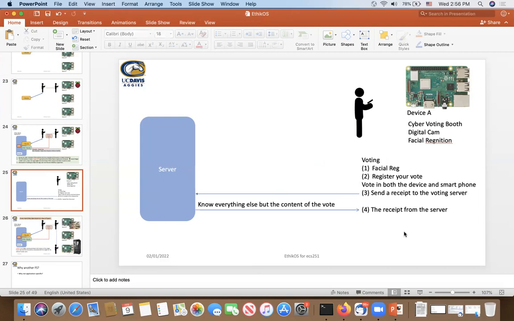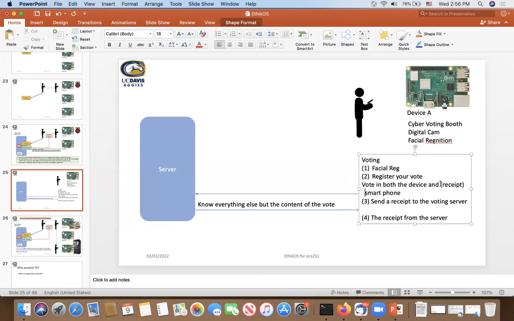So essentially what we have is that the device has the content of your vote and you have a receipt, but actually I don't think you should have the vote. You only have the receipt, but not the vote. The user only has the receipt. I think that's what we discussed, because we want to remain anonymous. We don't want you to be able to show who you voted for or things like that. So you only have the receipt, but the content of the vote is only in this device.